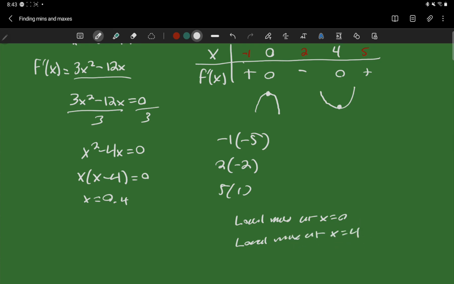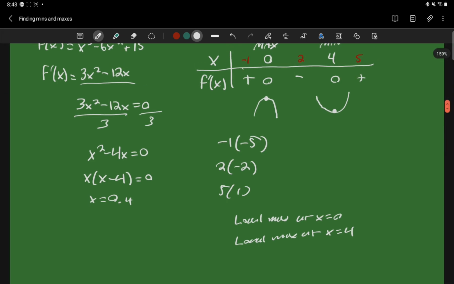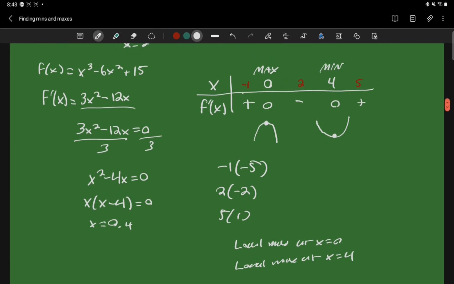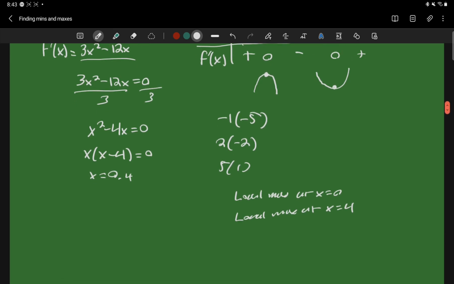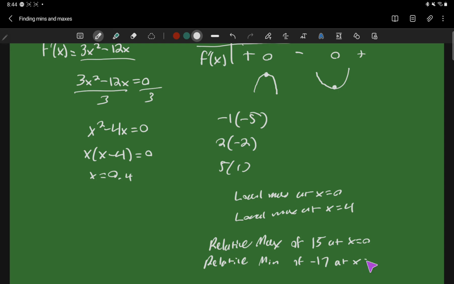And depending on the questions, sometimes they'll ask you for just where the maxes and mins occur, where local extrema occur, is how they'll put it. In that case, you only need the x values, but if they say, what are the local extrema, then what you're going to want to do is just plug these numbers back into the original function. So if you were to put these back in, you would find that there's a relative max of 15 at x equal to 0, and a relative min of -17 at x equal to 4.